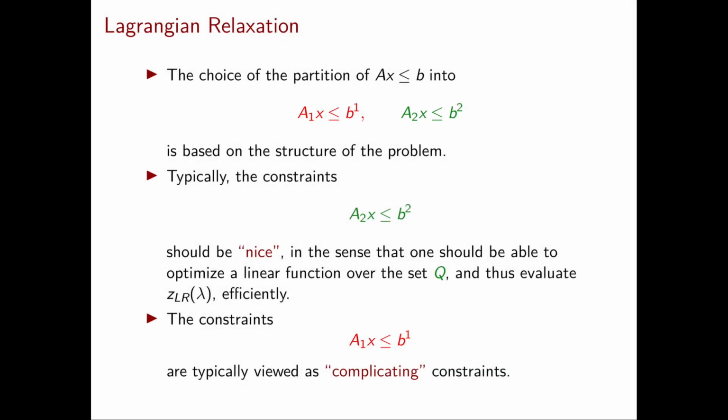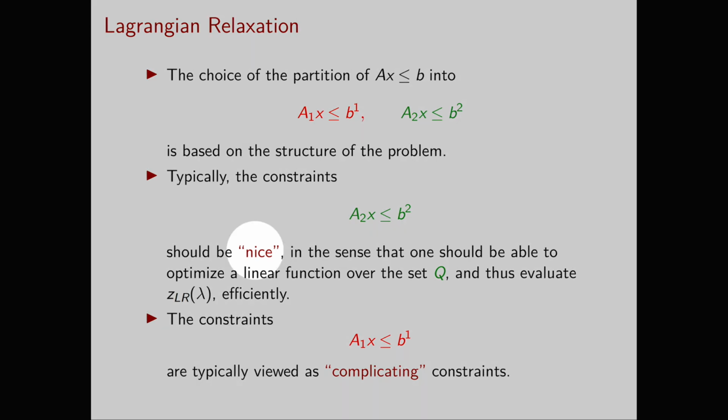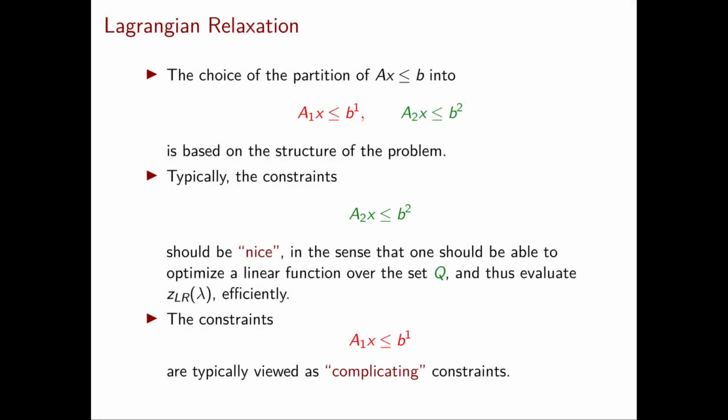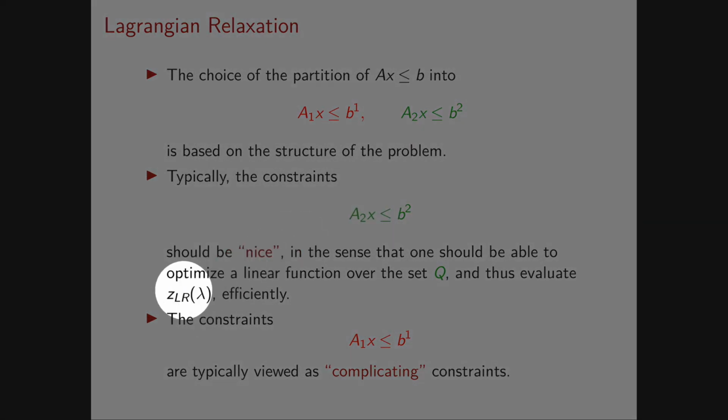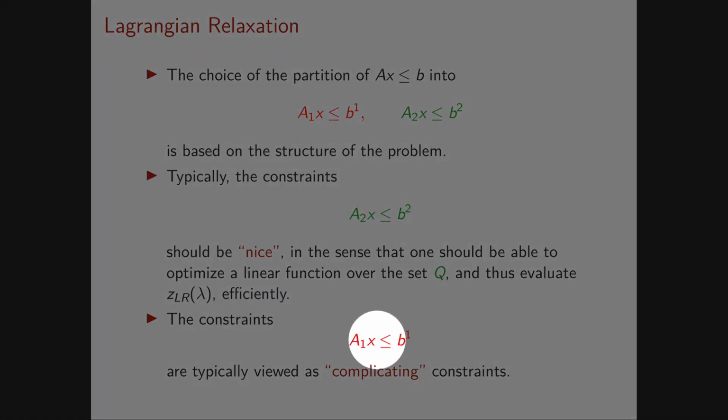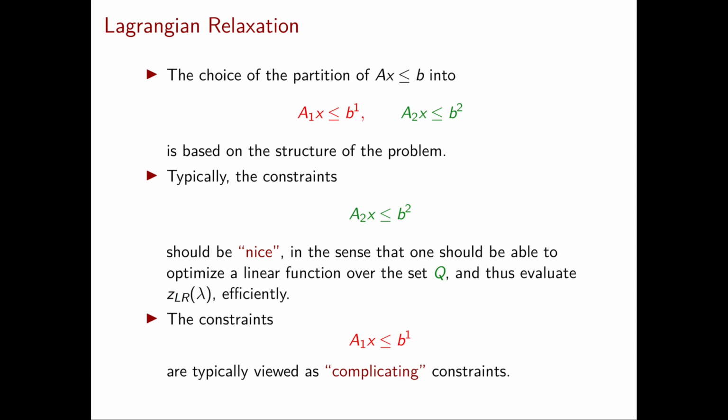Well, typically the green constraints, as the color suggests, are nice constraints in the sense that you are able to optimize any linear function over the set Q, which includes only these constraints. In fact, this allows you to evaluate ZLR lambda efficiently for any lambda. Therefore, the red constraints are viewed as the complicated constraints. So essentially, these are the constraints that you need to remove from your mixed integer linear set so that you can optimize over it efficiently.